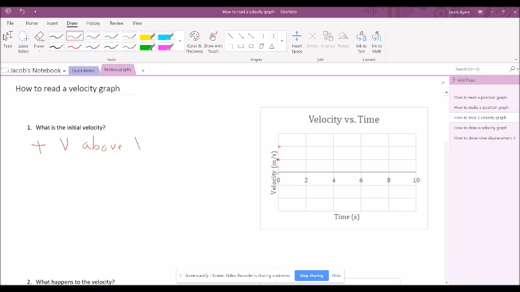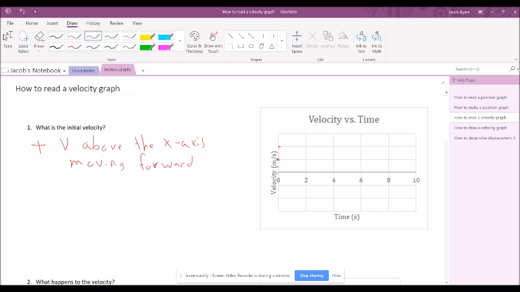And what that means is that your object is moving forward or up, depending on which way we're looking at. We're saying moving forward, okay? It says it is moving forward. It does not say we start ahead of zero. It does not say anything about where we start our position. It says that at that initial point, we are moving forward.